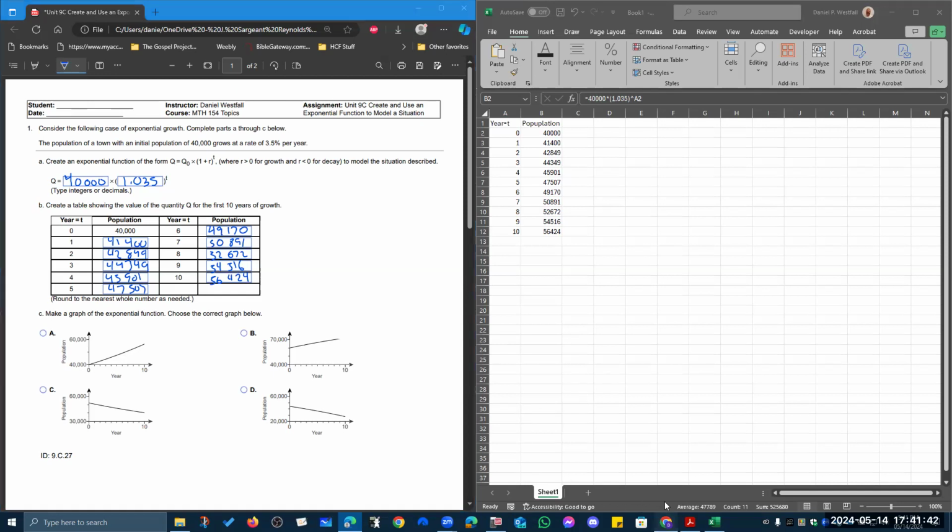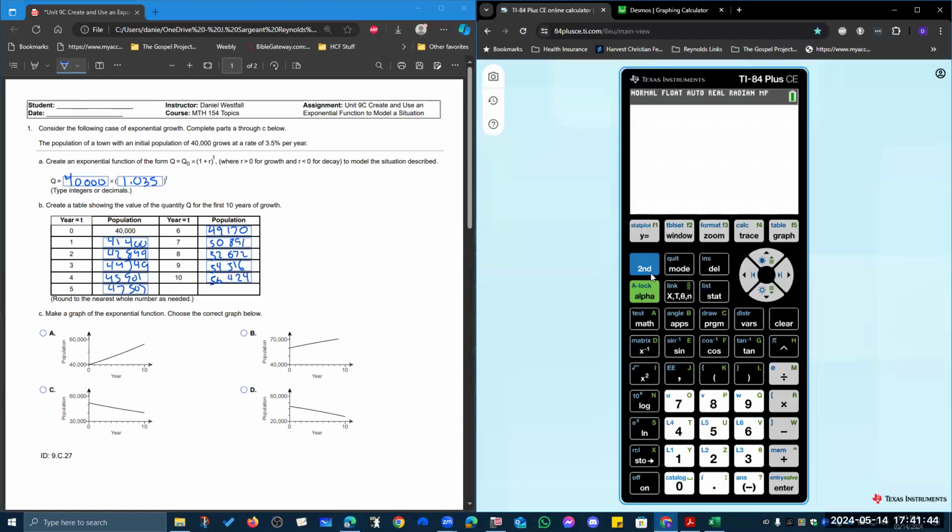Now let me just show you a couple other tools that are available to you here to help you. If you have a TI-84 or 83 calculator, you can go into y equals. We can write this as 40,000 times 1.035 raised to the x. Make sure your table settings are set on auto for your independent variable here, and go to your table, and 0 through 10 are right there.